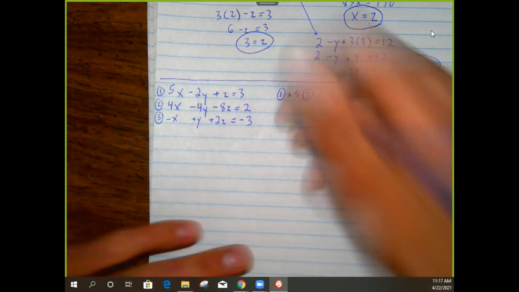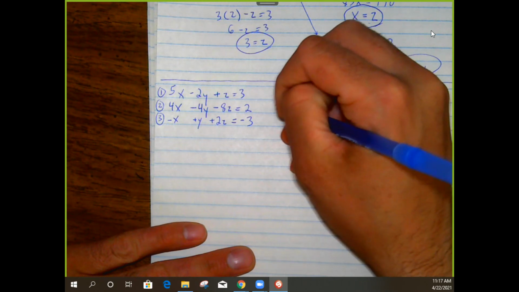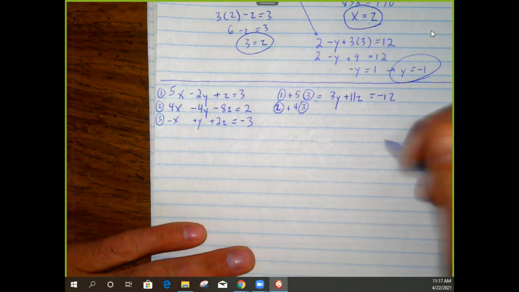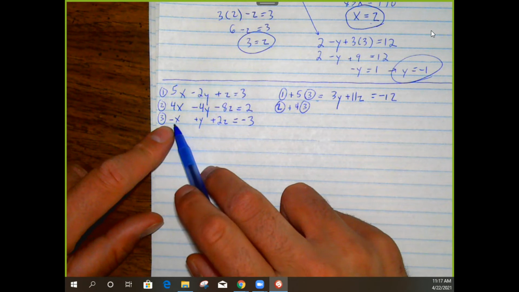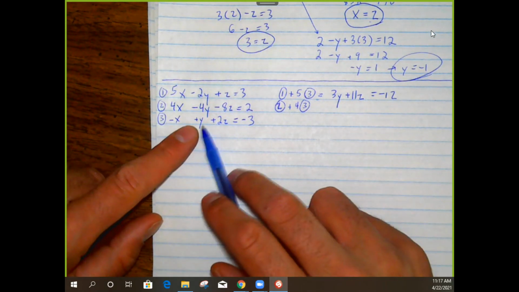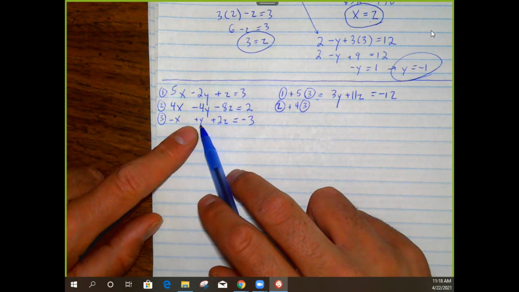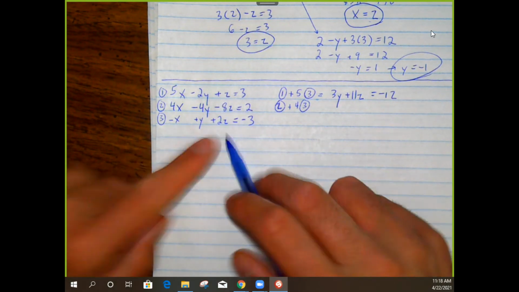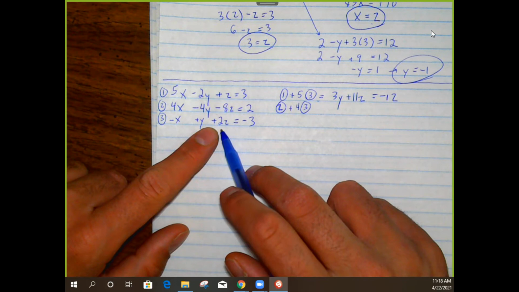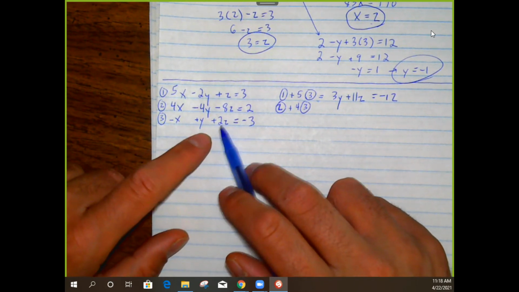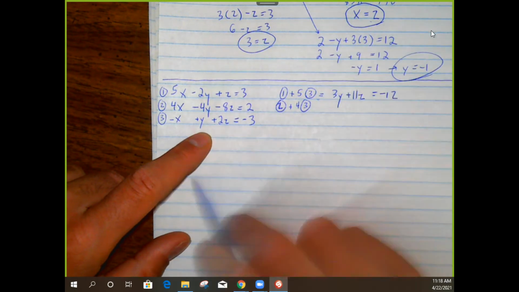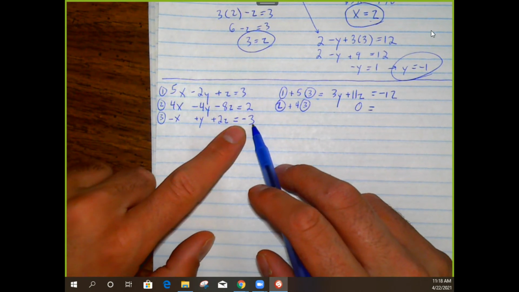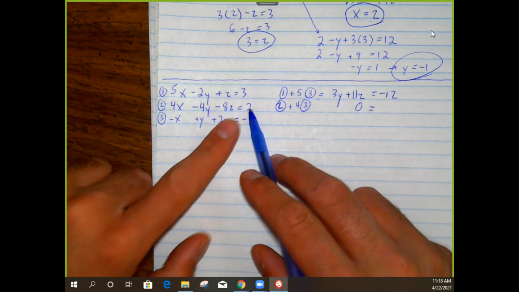All right, now I'm going to add equation 2 to 4 times equation 3. So 4 times negative x, negative 4x plus 4x cancels out. 4 times y is 4y plus negative 4y cancels out. And 4 times 2z is 8z, plus 8z cancels out. So I have nothing on this side. And 4 times negative 3 is negative 12, plus 2 is negative 10.